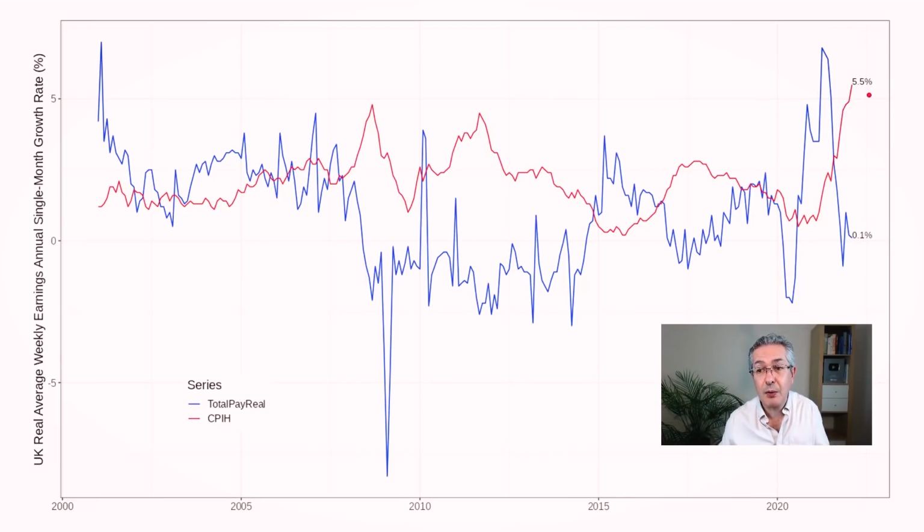Many people expect that will go as high as 8%. And if we look at real wage growth, that's actually fallen to zero. So that's definitely a negative for the UK housing market. And I think it's very unlikely that UK wages will keep up with, say, 8% inflation.